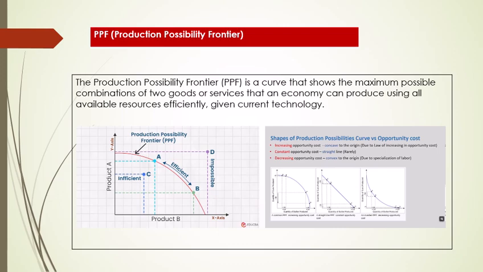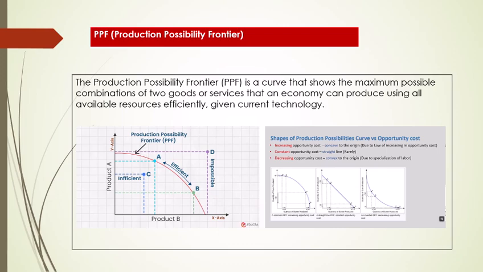On the PPF, we can identify three types of points. 1. Efficient points, A and B points. These are the points that lie exactly on the curve. They represent full and efficient use of resources. For example, if the country is producing both rice and cloth in such a way that no resource is wasted, that's an efficient point.